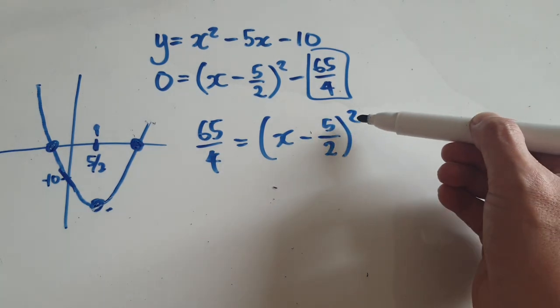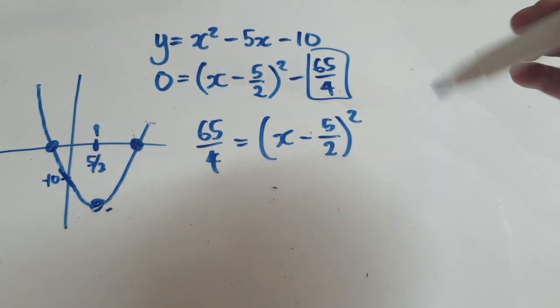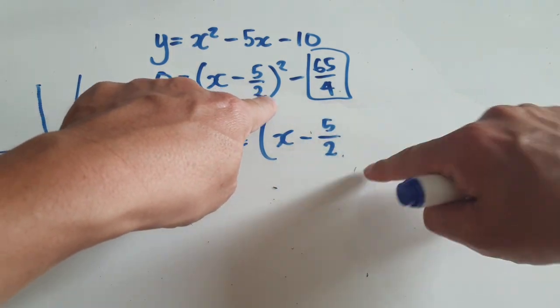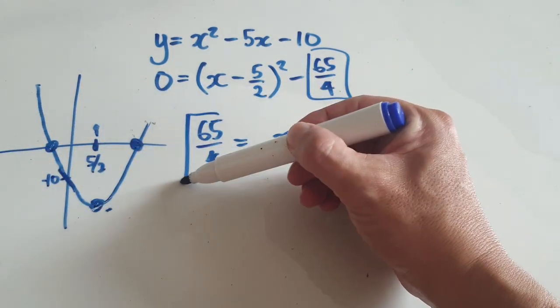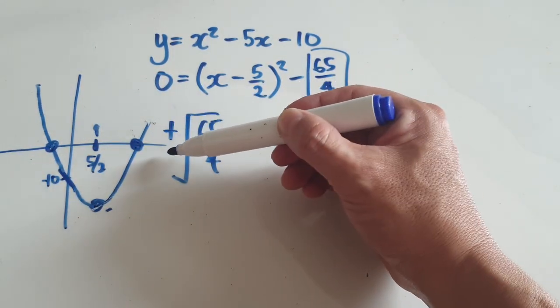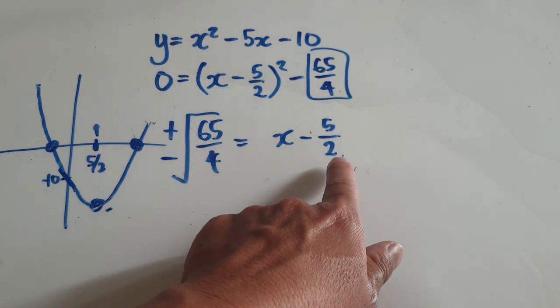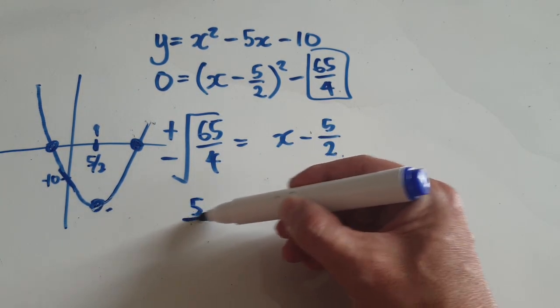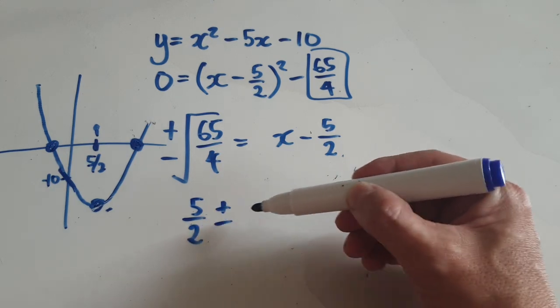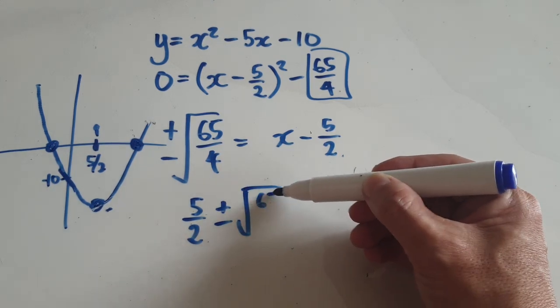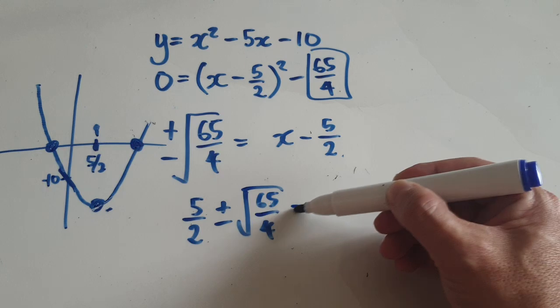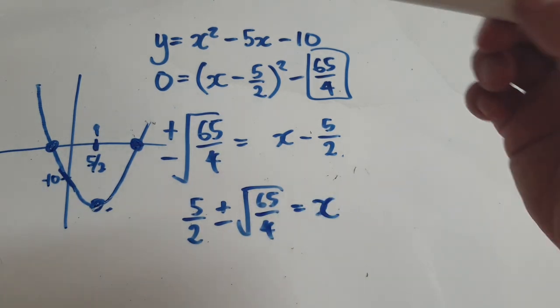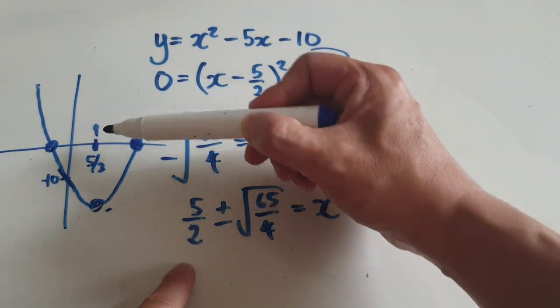And then square root both sides. Square rooting both sides will then give you this. And then you get two versions, the positive version and the negative version. And then add this 5/2. So 5/2 plus or minus root 65/4 equals x.